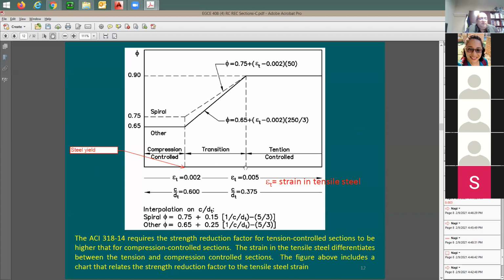How about this one? The given value is going to be 0.05. On the y-axis, you have the phi factor. This is for spiral, round columns, so I don't need to use it here. I'm just going to follow this solid line.